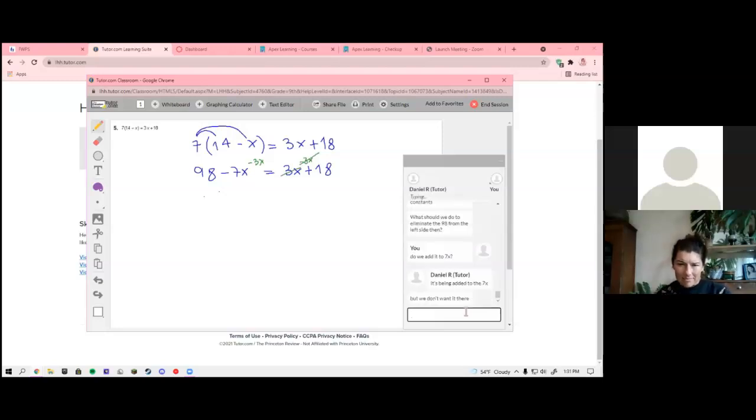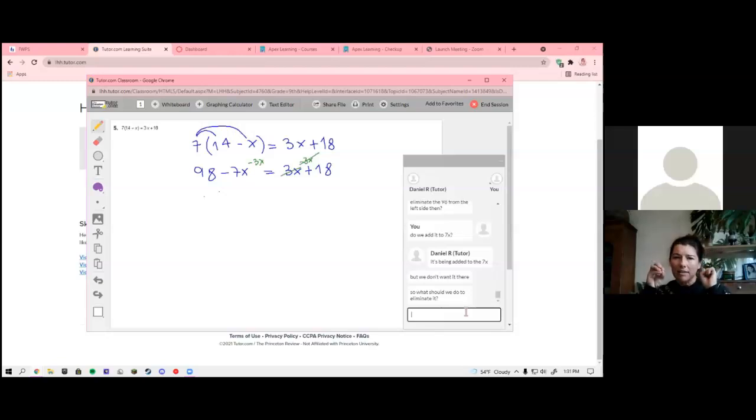But we don't want it there. So 98 minus 7x, those are not like terms, so we can't combine them anymore. Yes, we want to move 98 to the other side. So he's asking how do we move it to the other side? Do we subtract it from 18 or divide it? Well, focus on your 98. Right now, 98 exists on the left side. You want to subtract 98 to make it go to 0, right? Okay, so we're going to subtract 98 from both sides.